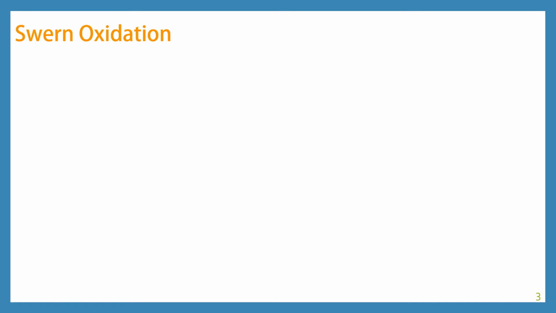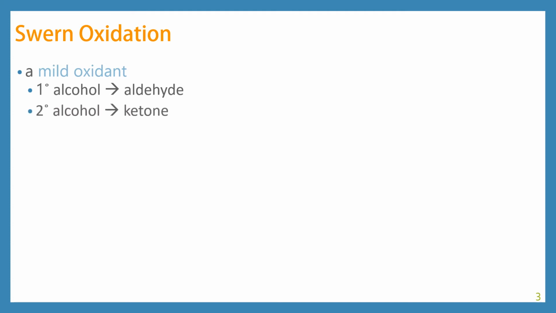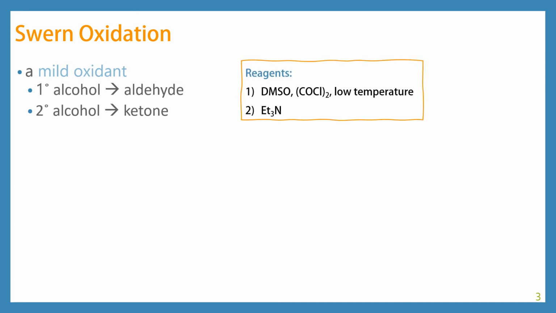So the first reagent that we're going to look at is for the Swern oxidation. So the Swern oxidation is really cool. This is a mild oxidant. So it's going to turn primary alcohols into aldehydes, and it's going to stop there. It's not going to move to the carboxylic acid. It'll turn a secondary alcohol to a ketone, and it cannot oxidize an aldehyde further because it's a mild oxidant.